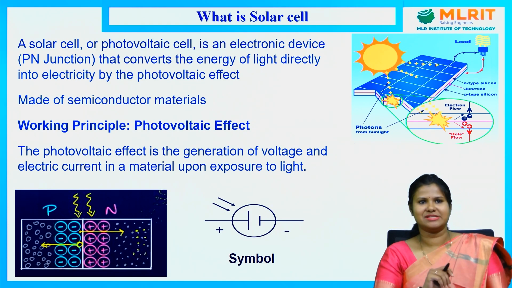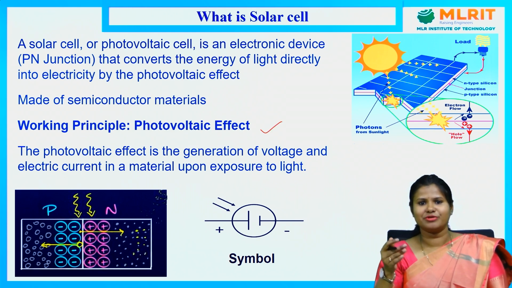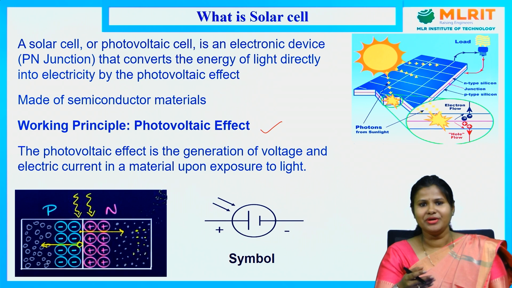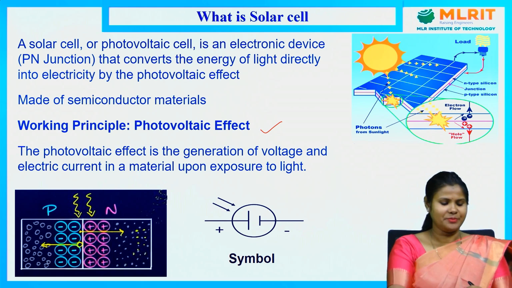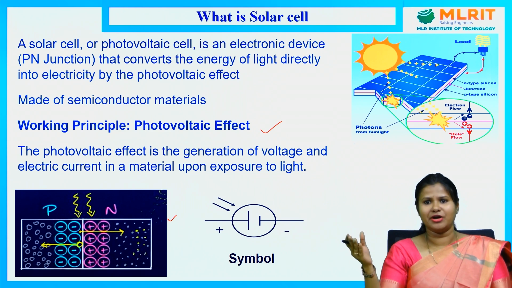So what is solar cell? Solar cell or a photovoltaic cell is a PN junction device or semiconductor device which converts light into electricity. This works on the principle of photovoltaic effect. That means whenever light falls on the solar panel or solar cell, it will convert that light energy into electricity. So here we are making a PN junction, and when light falls on that PN junction, some electricity will be produced.